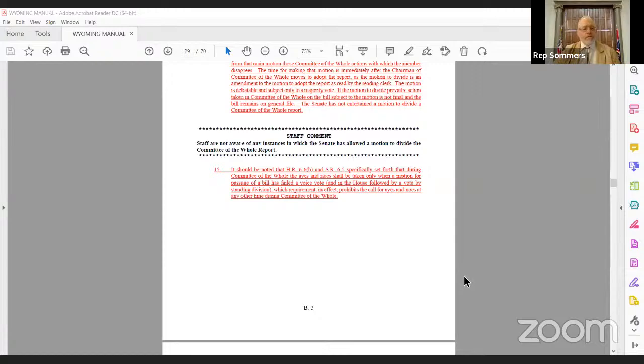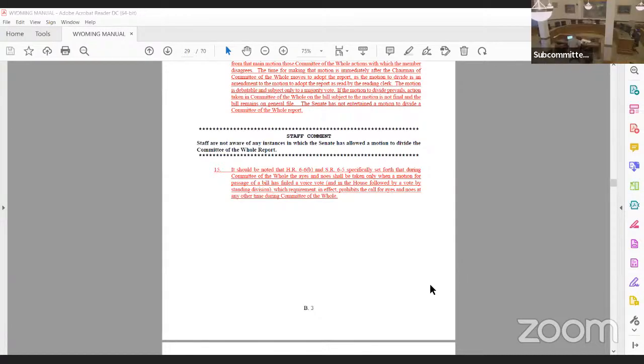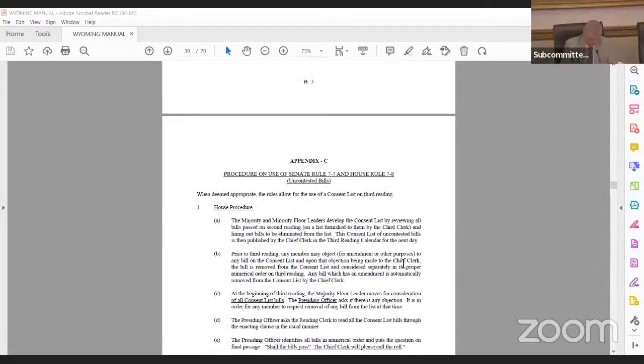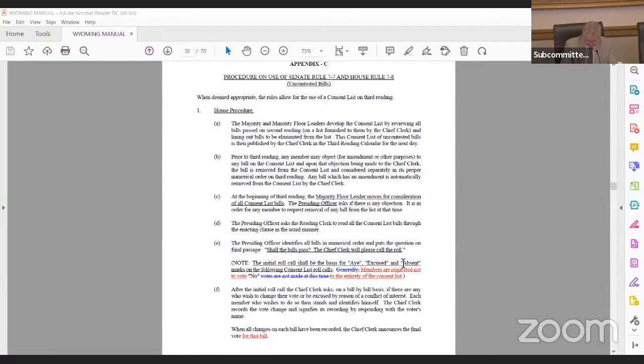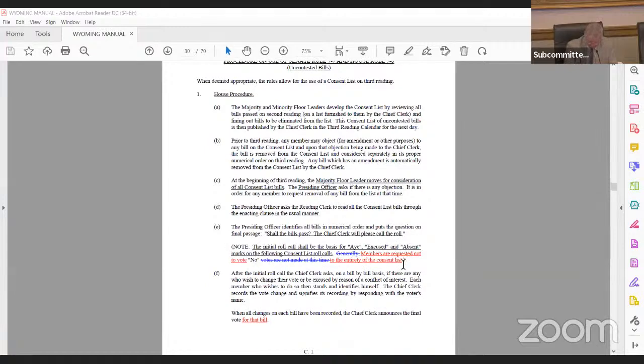Okay, please proceed. I'm on to Appendix C, Mr. Chairman. On C1, that's just simply, again, showing precedent, and members are requested not to vote no on the whole consent list. And I don't think I've ever seen a time where anyone has voted no on the entire consent list, Mr. Chairman.